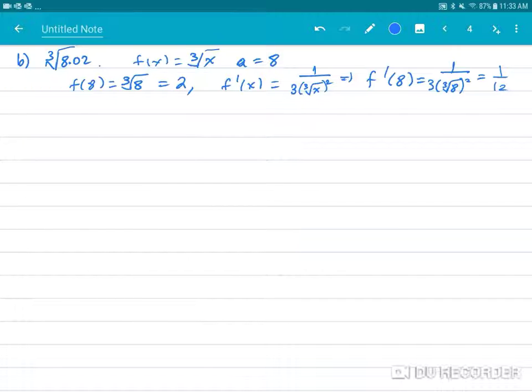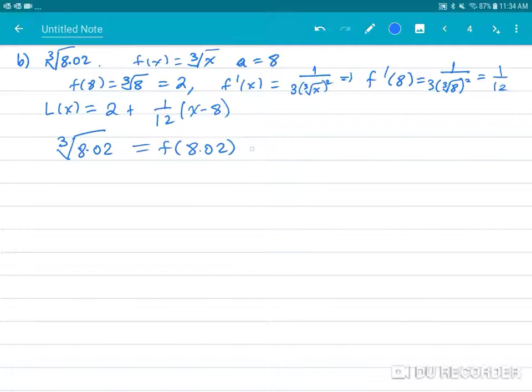So L of x now is f of a, f prime of a times x minus a. So cube root of 8.02, which is equal to f of 8.02, approximately equal to L of 8.02, and this is 2 plus 1 over 12 times 8.02 minus 8.